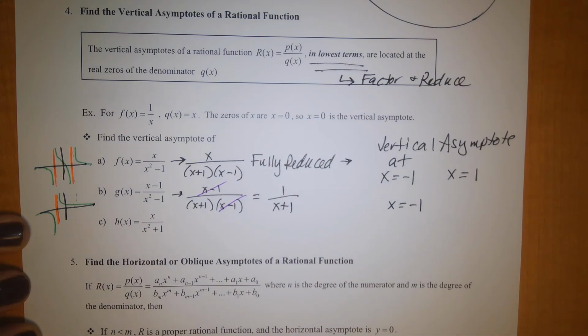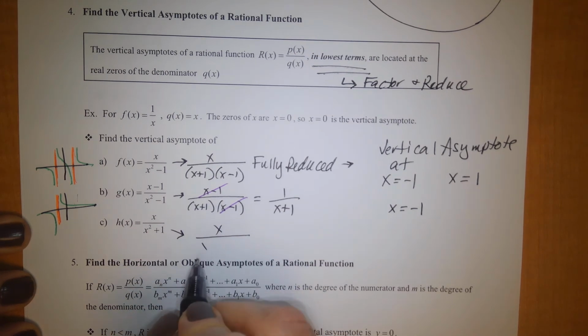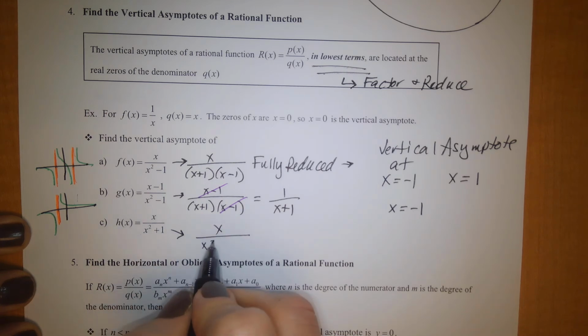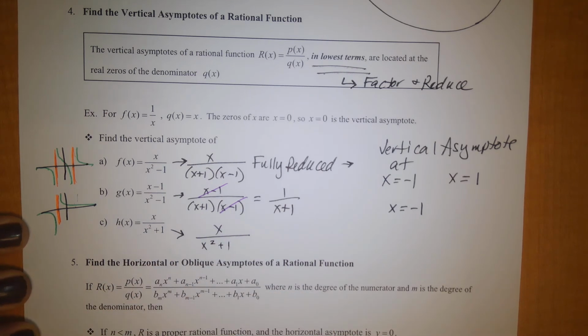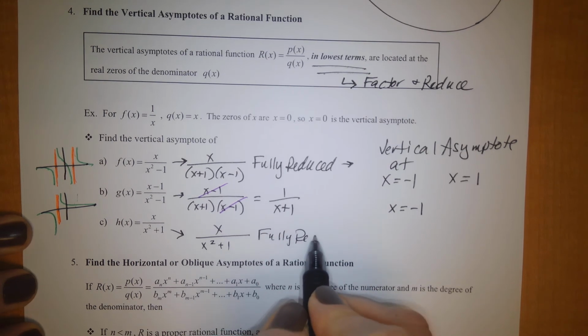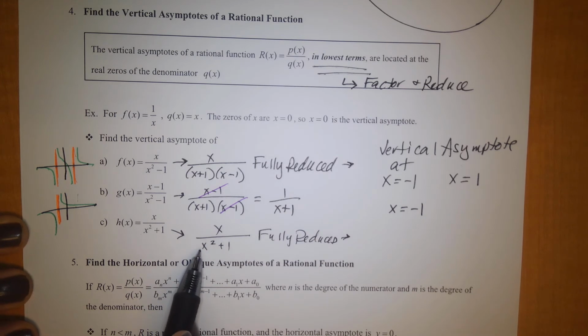Finally, the last one, again, if we go ahead and factor this, oh, wait a minute, the sum of two squares, that's not factorable. There's nothing to reduce. This is already fully reduced. It's not factorable. What x makes this 0? Nothing. There are no x's that will ever make this denominator 0.